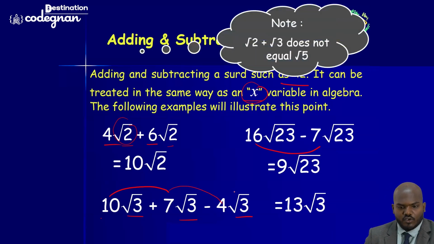And if you say 2 root 2 plus root 3, it will never become root 5. This is the place where everyone makes a mistake. Simply writing root 5 is wrong. If you have the same root, only then can you combine the values. If you don't have equal roots, then you can't use the operators here.